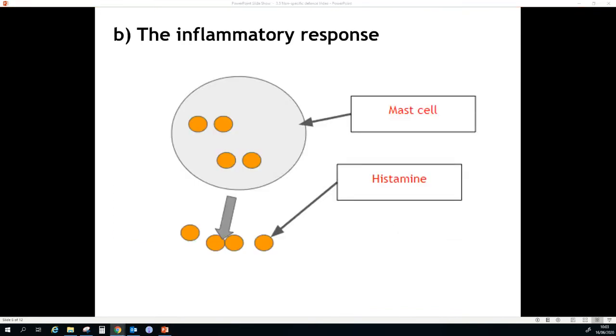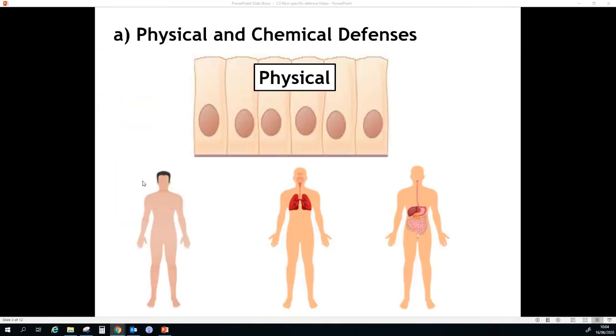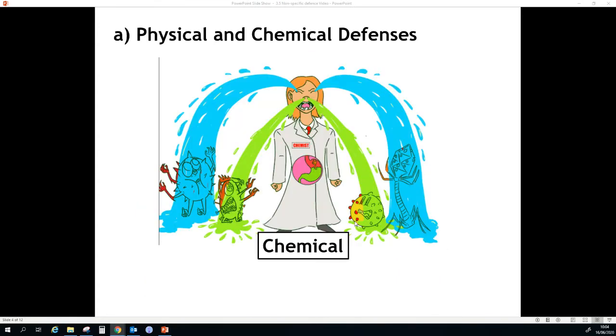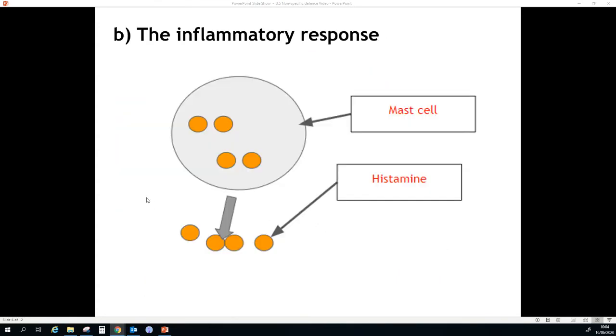So the next subsection we look at is the inflammatory response. When a pathogen is detected within the body, so that's when it has breached this initial skin, respiratory, gastrointestinal level, we have an inflammatory response that our body sets up. If you cut yourself, you might find the area swells with fluid and it gets quite red and sore and hot. This is the inflammatory response.